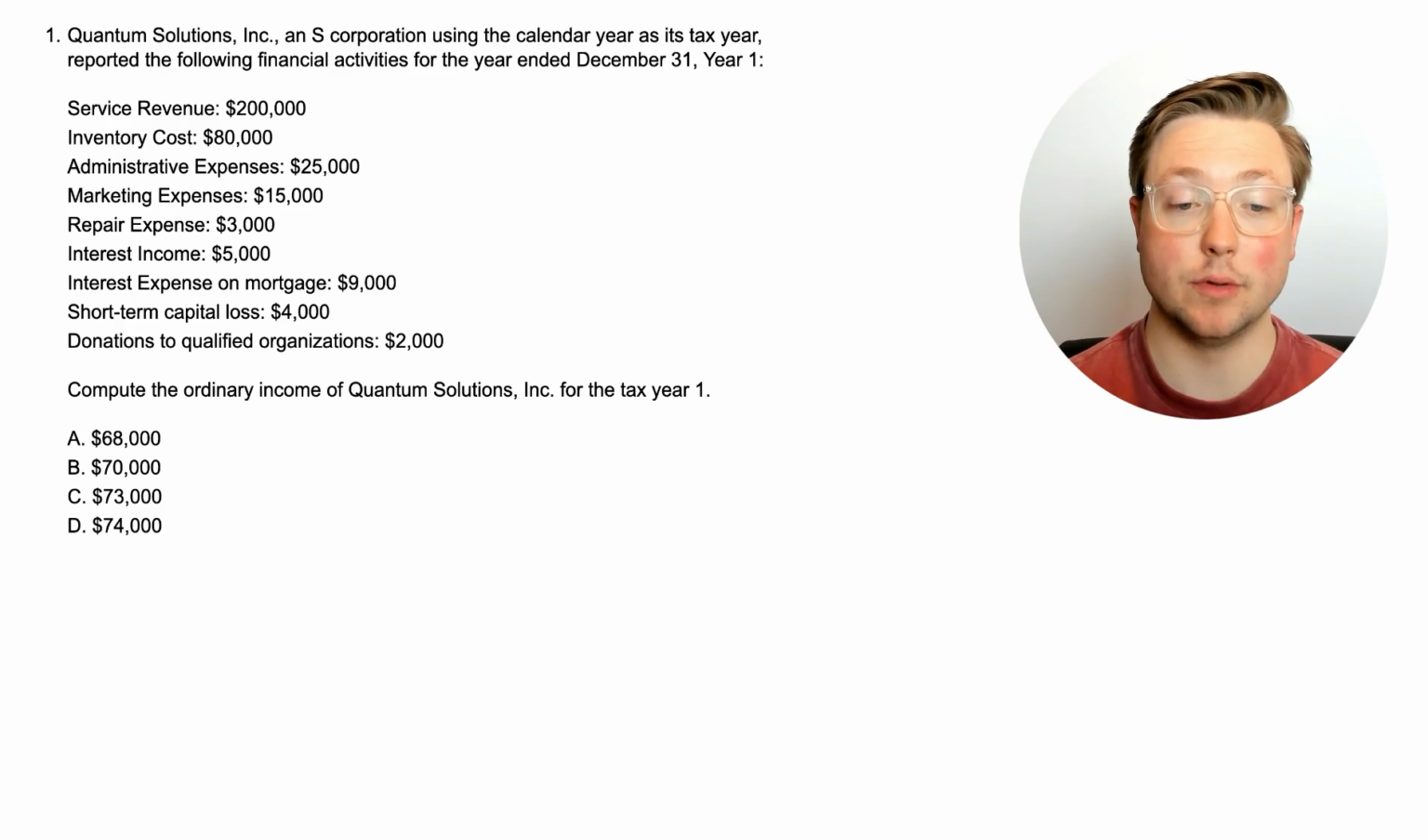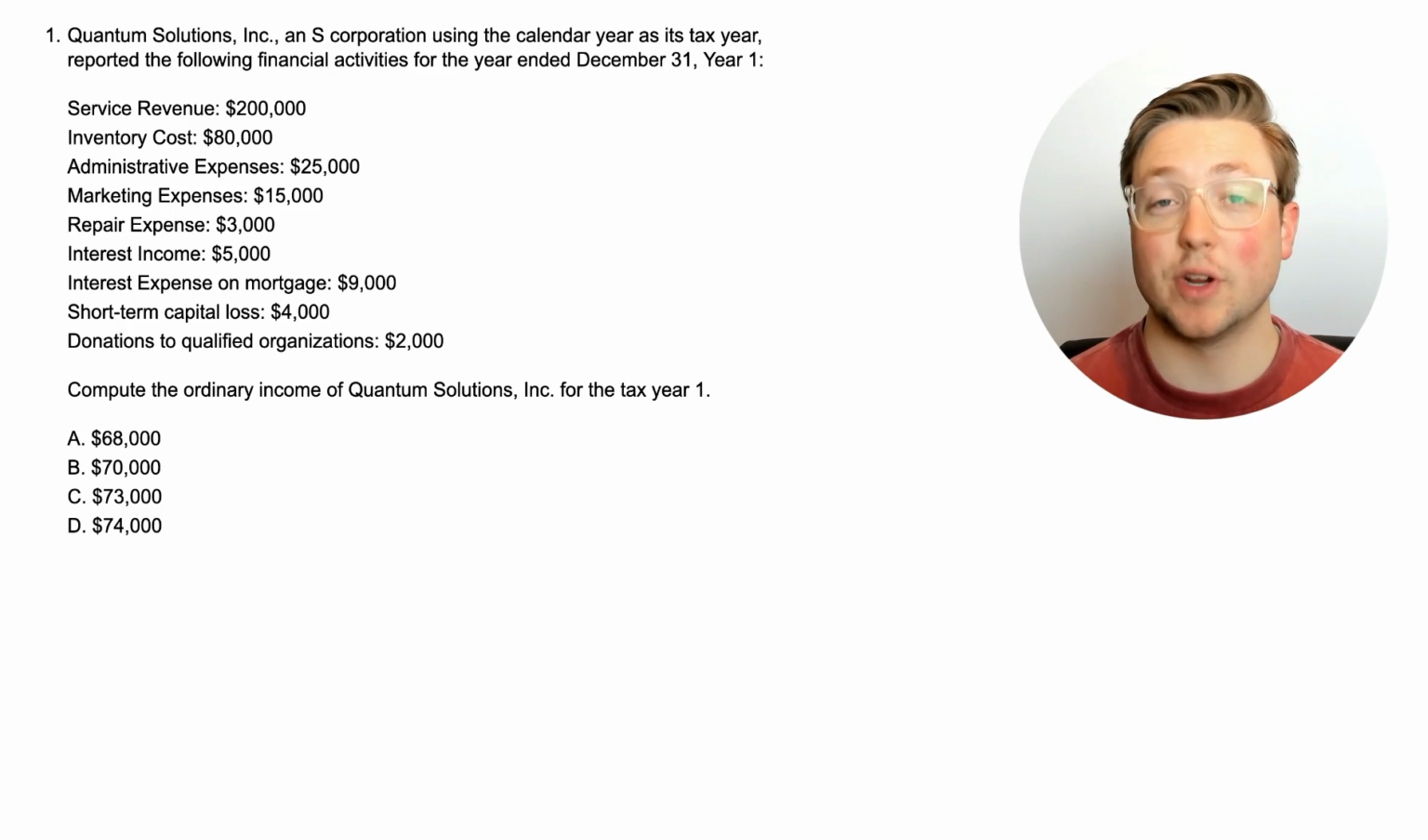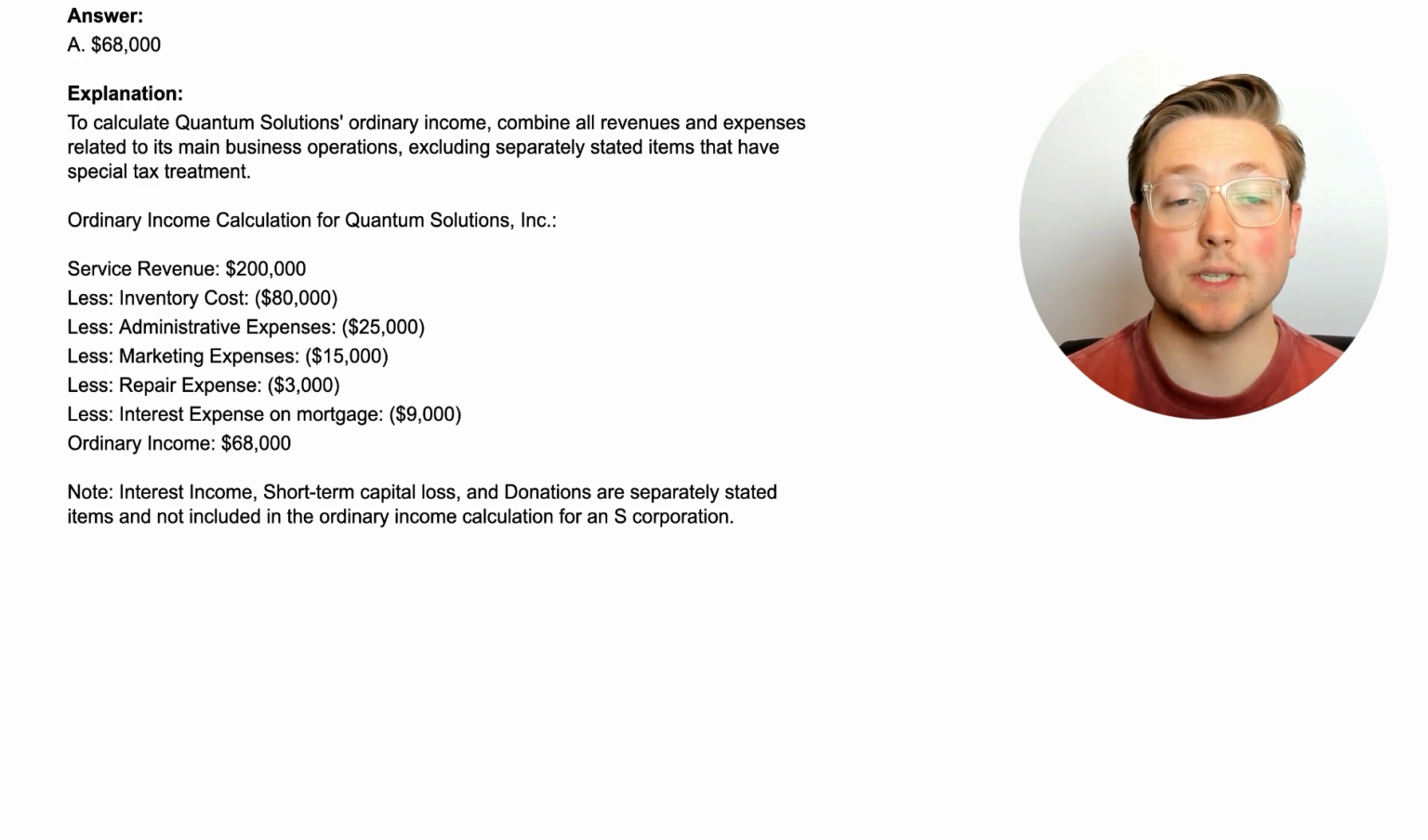So we need to compute the ordinary income of Quantum Solutions, Inc. for the tax year 1. So if you don't really know what ordinary income is for an S corporation, that's okay. Let's dive straight into the answer to learn what goes into that calculation. Okay, and the answer is $68,000. So let's learn how that works.